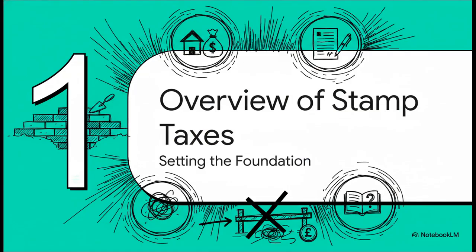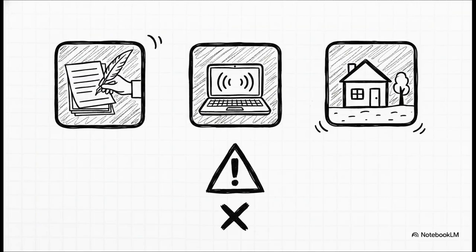All right, part one, an overview of UK stamp taxes. Listen carefully and really try to lock these three distinctions into your memory. Stamp duty is strictly a tax on paper documents. Stamp duty reserve tax, or SDRT, is for your electronic share transfers. And stamp duty land tax, or SDLT, is exclusively for physical land and property. You definitely don't want to mix these up in your written answers.